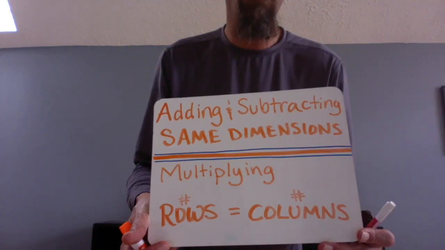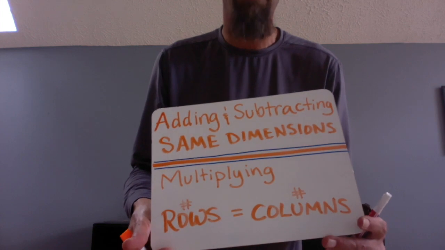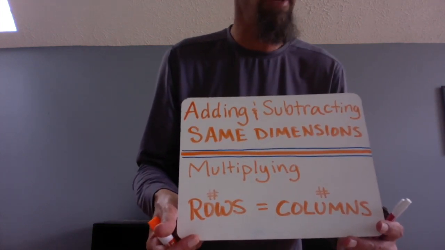Now multiplying is different. The number of rows from the first matrix has got to match up with the number of columns from that second matrix. If that is not happening, you cannot multiply them.